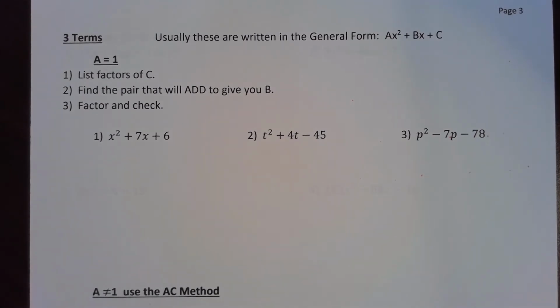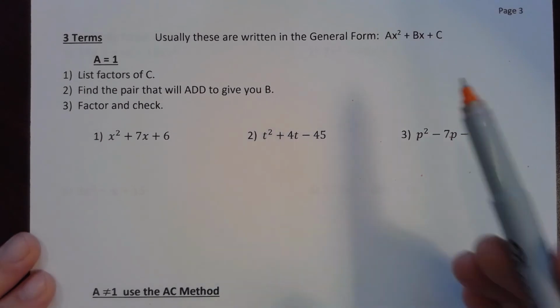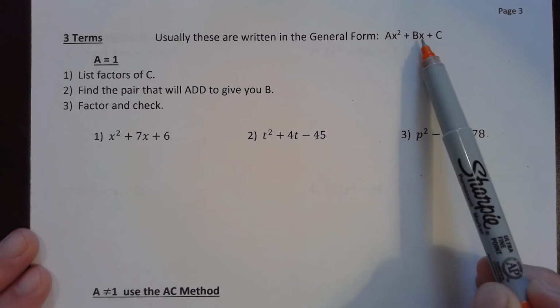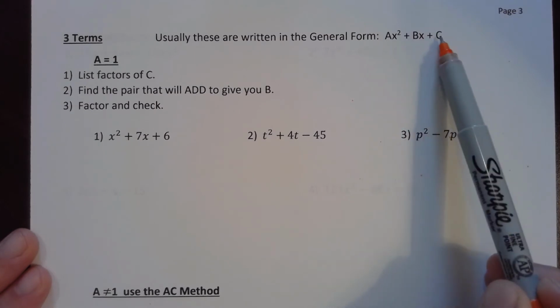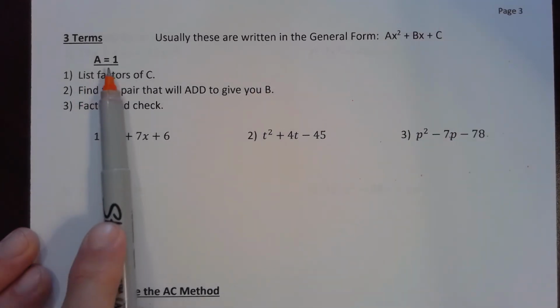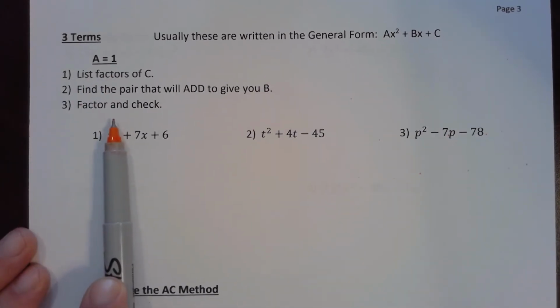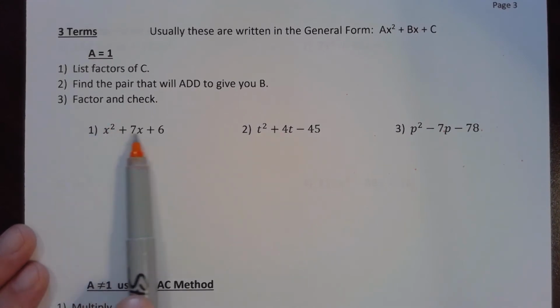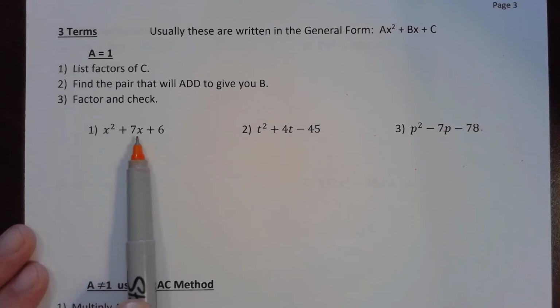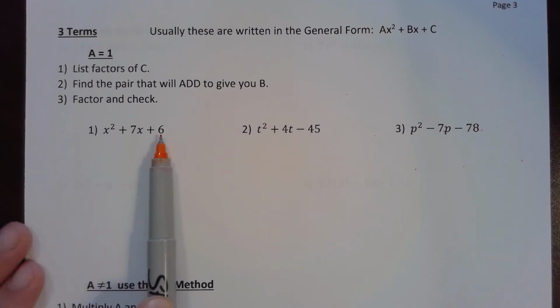Now we get to 3 terms. These may be the most important ones because they're the ones you'll see more often, I guess. So usually these are written in general form, which is ax squared plus bx plus c. A, b, and c are just coefficients of these variables. These are the steps that we're going to follow. So the very first thing we do is make sure it's written in the correct form. We have ax squared plus bx plus c. A is 1, b is 7, c is 6 in this case.